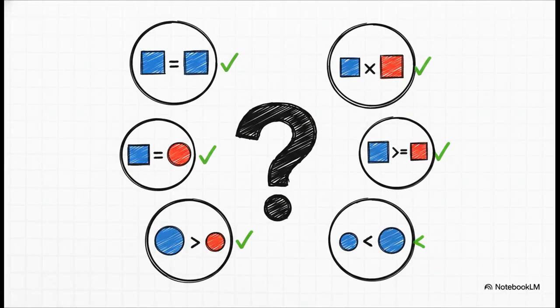Okay, so how do we get to that true or false? Well, we ask the computer questions using these things called comparison operators. We can ask, is 5 equal to 5? That's true. Is 10 greater than 20? Nope, that's false. Each one of these is a tool for asking a question that can only be answered with a true or a false.